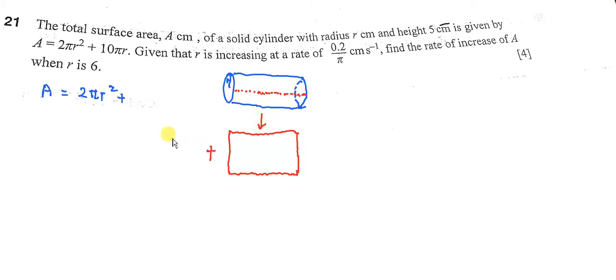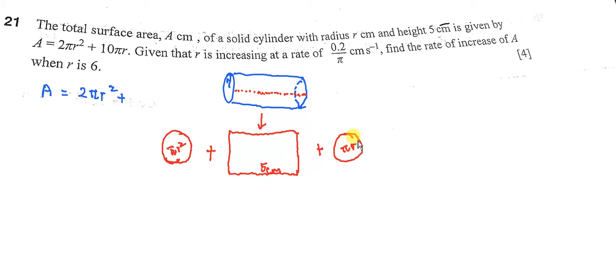I have not talked about this. If you talk about net, okay, let's say I open up, with both ends being this and this, but this curved surface opened up is actually a rectangle. Now, length is given as 5. The height basically is also the length. So this is 5. Now, both ends will be the area pi r square.